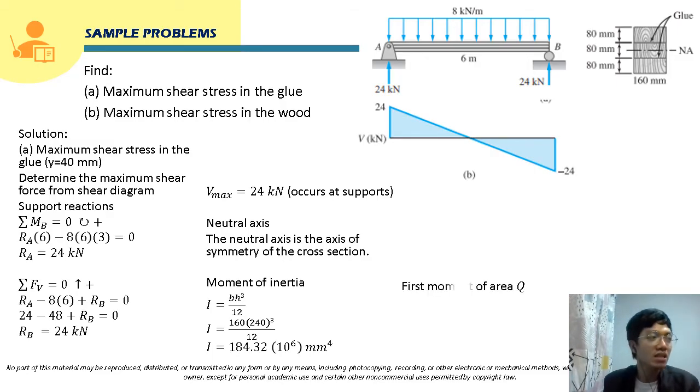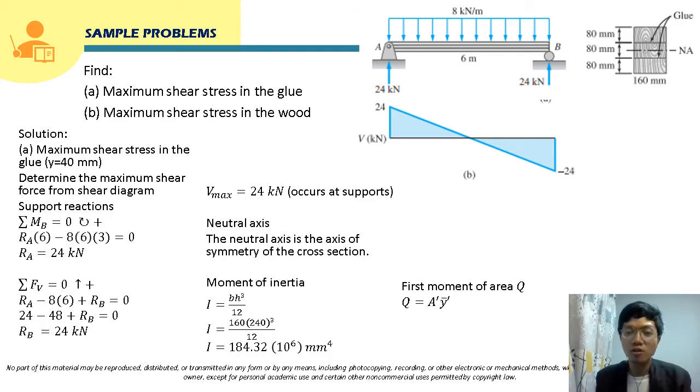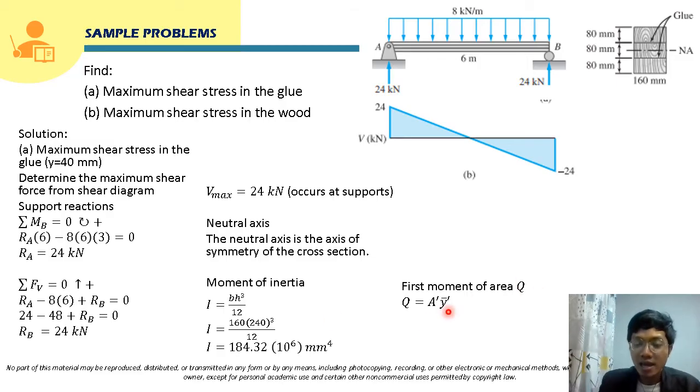Okay, so yung next step natin, class, we are going to compute the first moment of area Q. So again, class, yung first moment of area Q, ito yung formula natin. Yung ito ay A prime times Y bar prime, wherein yung A prime, class, ito yung area na above or below dun sa point na in-specify. So in this case kasi, class, yung sinosolve natin is yung shear dito sa glue portion. So, class, in this case, yung area na i-consider natin is yung area above. Pero pwede rin, again, class, yung area below. Pero mas madali kasi, class, yung area above.